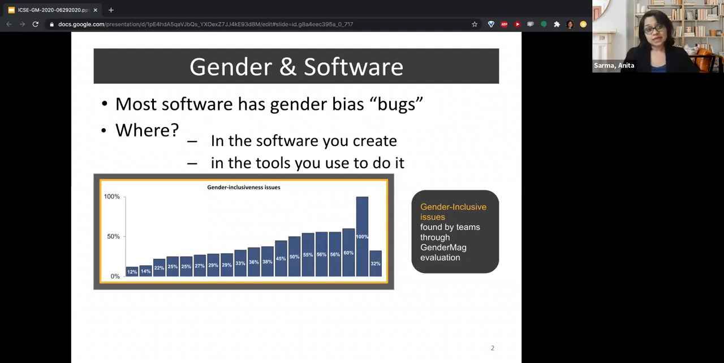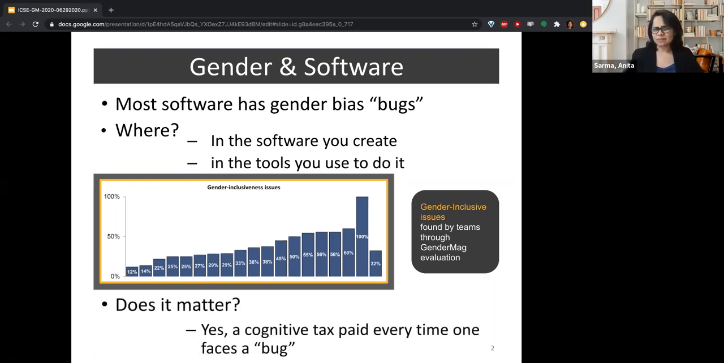This is data from 17 teams that evaluated the software product. And as the blue bars indicate, there were 12% to 100%. Every team that evaluated the product found inclusivity issues. The question is then, does it matter? Yes, because it is a cognitive tax that is paid every time an individual faces one of these bugs.